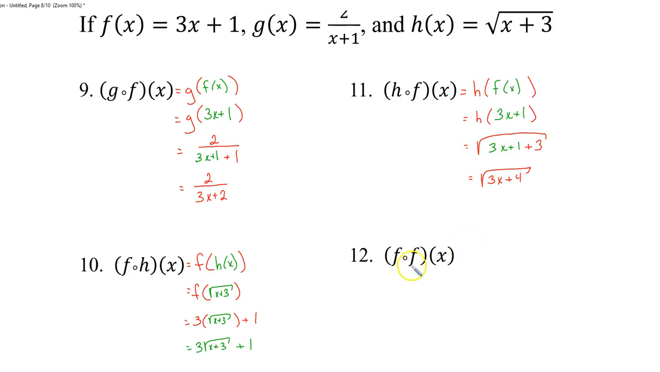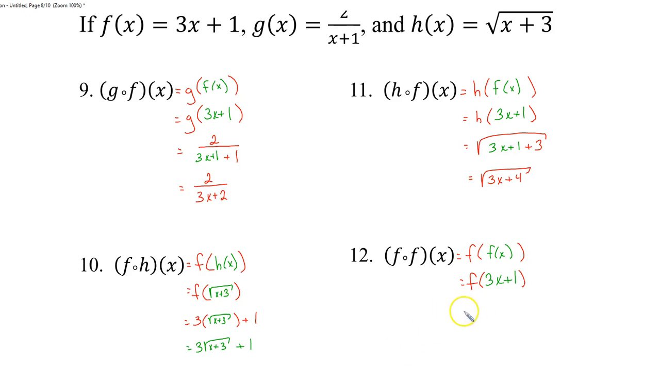The last one of these, I'm going to combine f with itself, so f of f of x. Same thing I did before. My outside function is going to be my first function, so I need to call this f of x. My inside function just also happens to be f of x, but I'm going to go through this same process. So my f of x is going to be replaced in my inside function with the 3x plus 1.